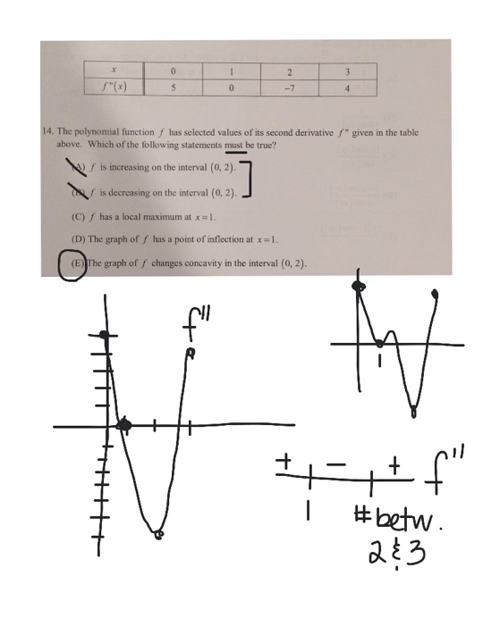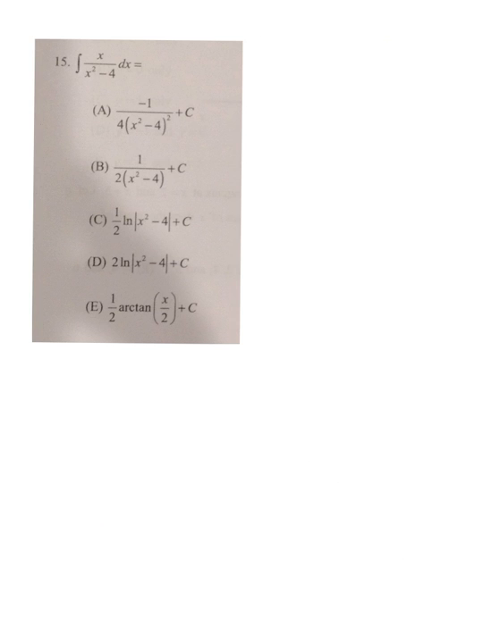All right, and then lastly, the graph of f changes concavity in the interval from 0 to 2. Yes, it does. Okay, you can see here that I'm changing concavity. Okay, and even here, if I was looking at this picture, I'm changing concavity. In other words, I'm going from above to below the x-axis, somewhere between 0 and 2. The answer is choice C.